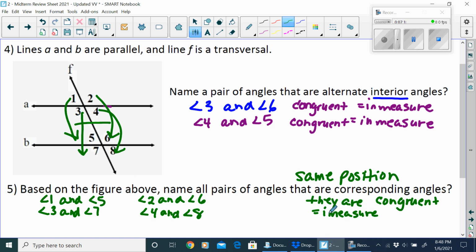I forgot the letter N. That means angle 1 is equal to angle 5, angle 3 is equal to angle 7, angle 2 is equal to angle 6, and angle 4 is equal to angle 8.